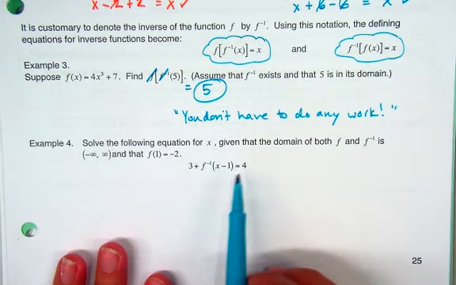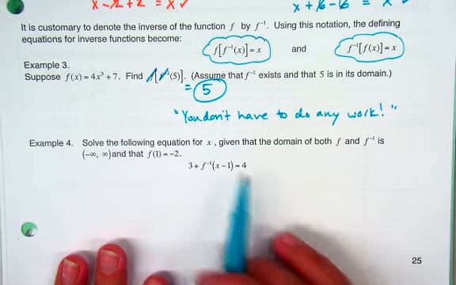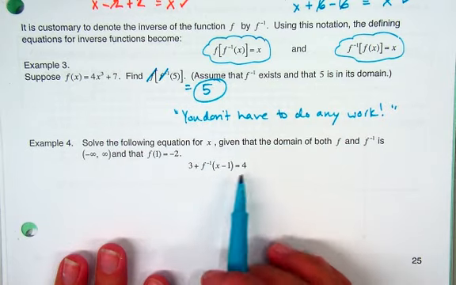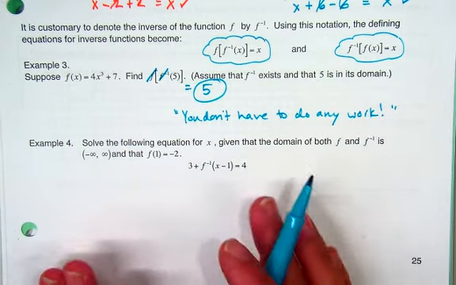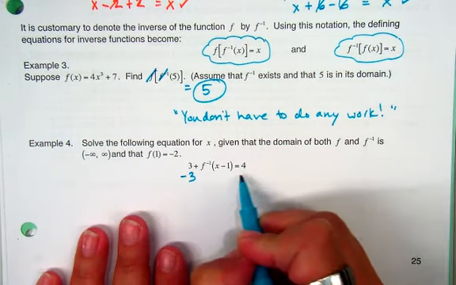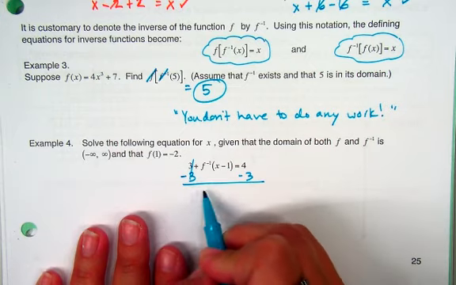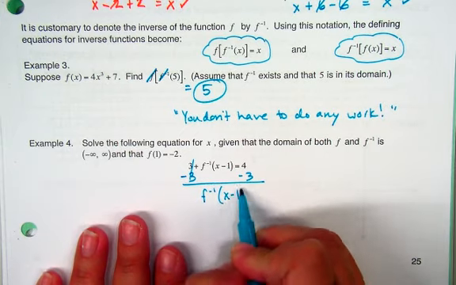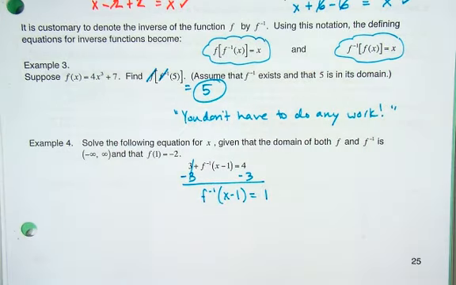First instinct when I'm solving this equation would be to do what? Subtract that 3, right? I just feel like that's kind of what we would do. We see this 3 on the one side and a 4 on the other, so let's move them away, right? And you're exactly right. Let's move the 3 over. Go with your instinct. So now I have f inverse of x minus 1 equals 1.